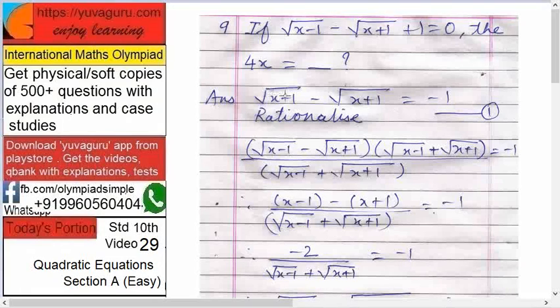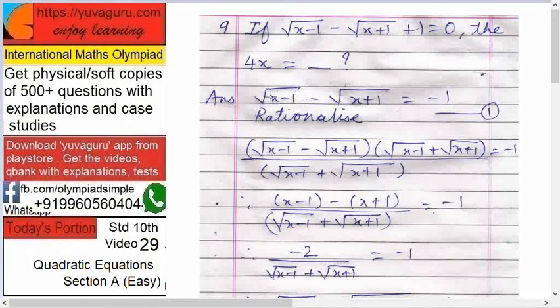Take the +1 to the other side: √(x − 1) − √(x + 1) = −1. Now rationalize it. What do we mean by rationalizing? Removing the roots. The basic meaning of rationalization is removing the surd sign. It can be in the numerator or in the denominator. Here we are removing it in the numerator.